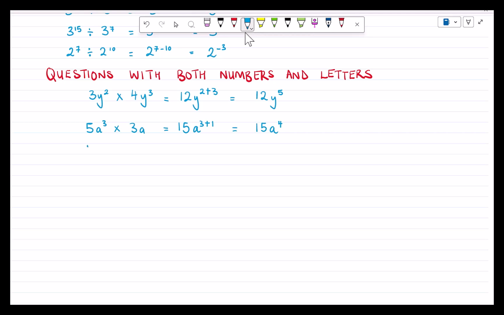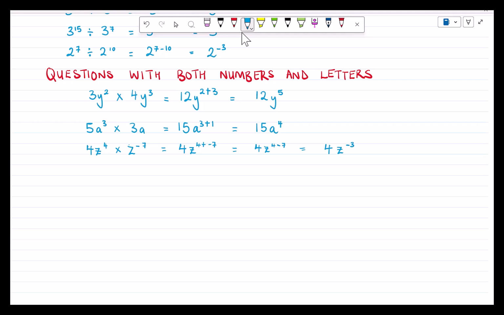And lastly, if we have 4z to the power of 4 times z to the power of -7, we do the same thing. And in this case, there is no number here. And what it means, there is a 1. So we will have 4 times 1, which gives us 4z to the power of 4 plus -7. A plus and a minus give us a minus, which is 4 minus 7, and we get our final answer as 4z to the power of -3.